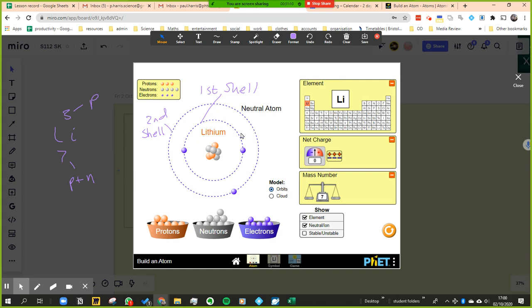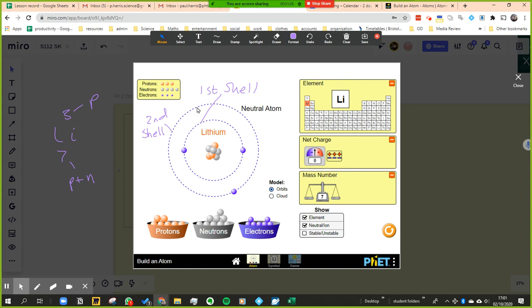The two more observations we want to notice are that there are 2 shells in this atom, and it's on the 2nd row. And there is 1 electron in the outside shell, and it's on the 1st column. That's relevant, and we will look at why that is later on.